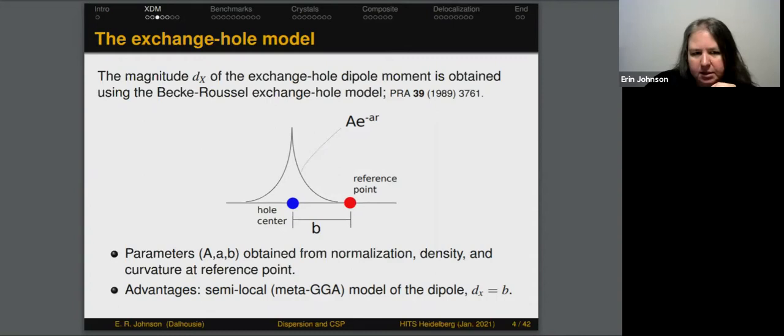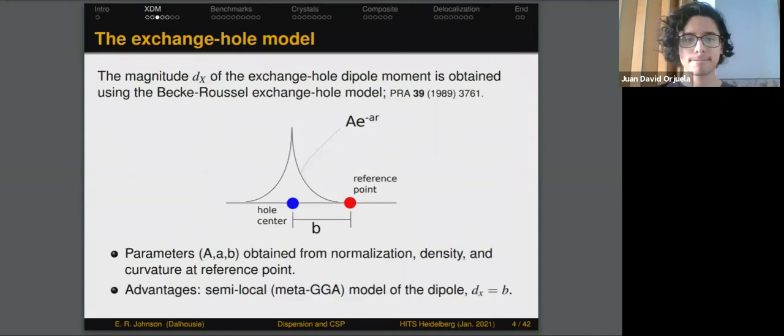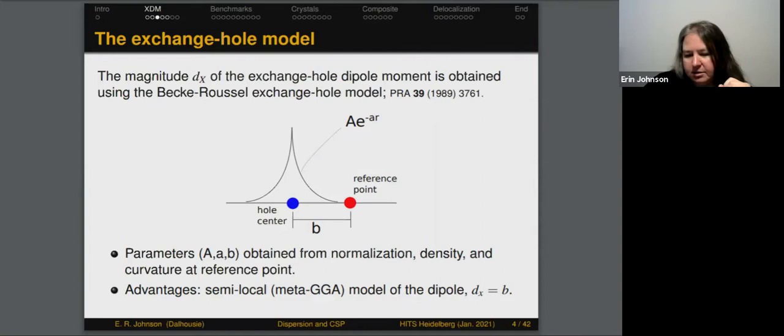So here, the exchange hole is modeled as an off-center exponential function, centered at distance b from the reference electron. So we have three parameters within this exchange hole model. We have the exponent, normalization, and the displacement between the hole center and the reference electron. So these three parameters can be obtained by imposing three known exact constraints. And the three constraints we choose is that the model hole must be normalized to minus one electron, and it must recover the same density and curvature at the reference point as the exact exchange hole.